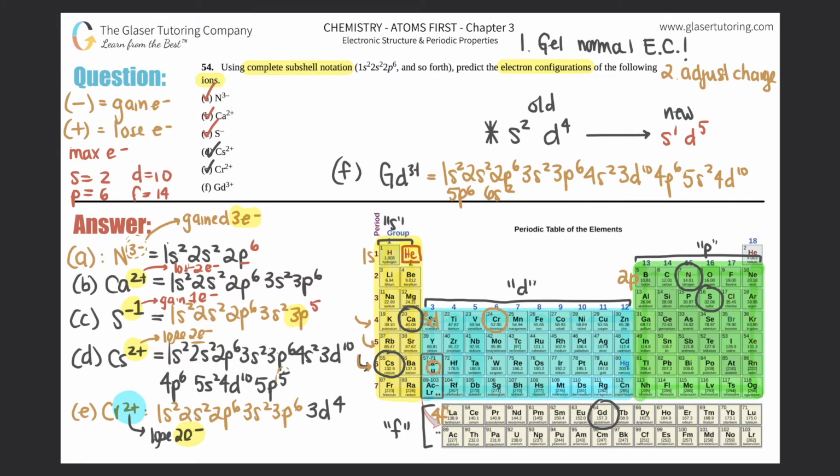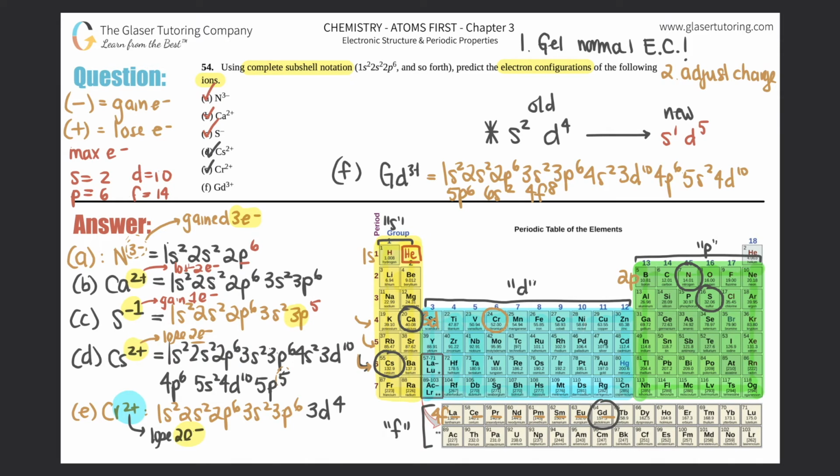Remember, whenever you hit this box right here, it drops you down into the Fs. So that's like a little hidden gem. So whenever you're at 57, you drop down to the Fs. So now I'm over here. So now I'm 4f. And then 1, 2, 3, 4, 5, 6, 7, 8. So that's a 4f8. And now I just need to find out what the charge is here. So we have a +3.